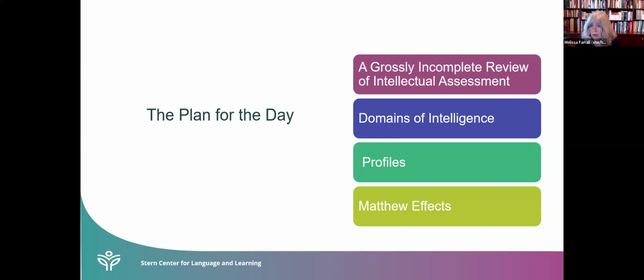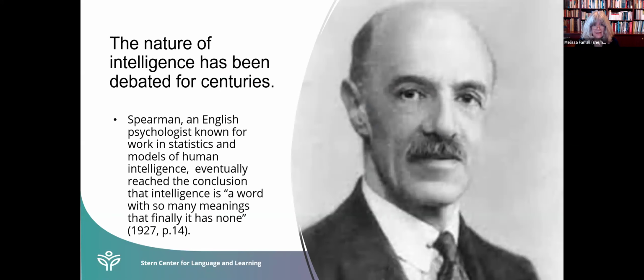So we will talk about domains of intelligence. You'll find that I talk a lot about the Wechsler intelligence scales, which is, let me just say, my preferred way of measuring intelligence. And I'll talk a little bit about why, because there are lots of different ways to measure it. You're going to see there are lots of different ways to conceptualize intelligence and to look at our students' profiles. And then we are going to try to end with a little bit on Matthew effects. So that is the plan.